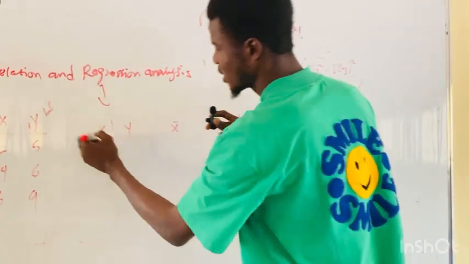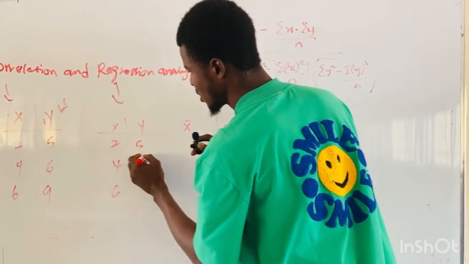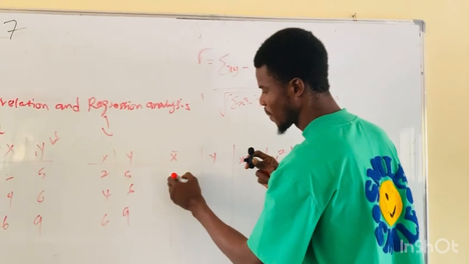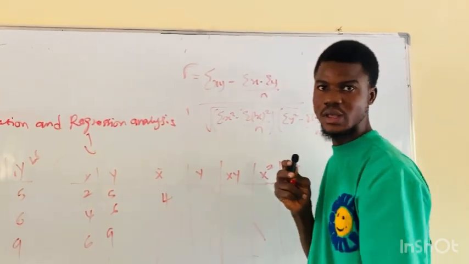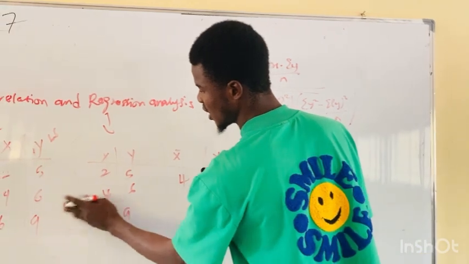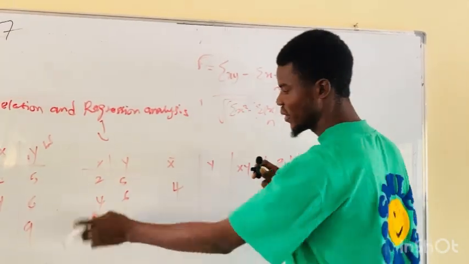Now our x is 2, this one is 5, this one is 4, 6, this one is 6, and this one is 9. What is the mean for x? Our mean is 4. You simply take a summation of x divided by n. This is 2 plus 4, it gives us 6. 6 plus 6 gives us 12. 12 divided by 3 gives us 4.